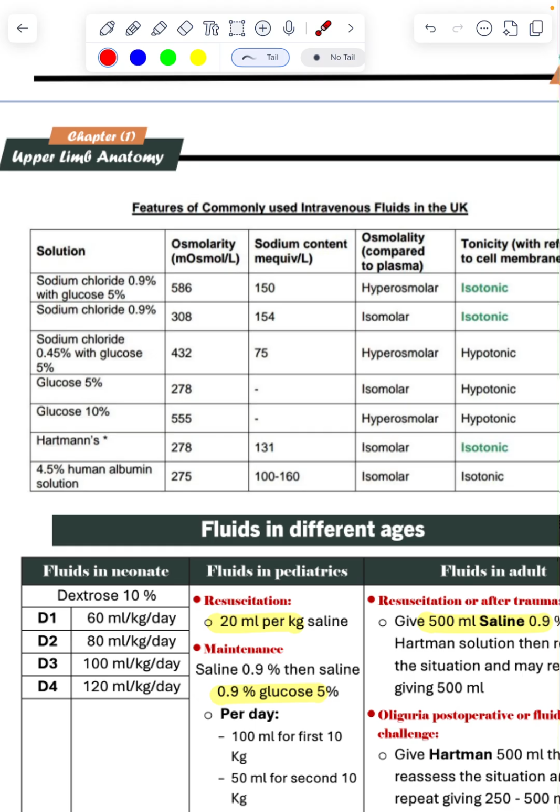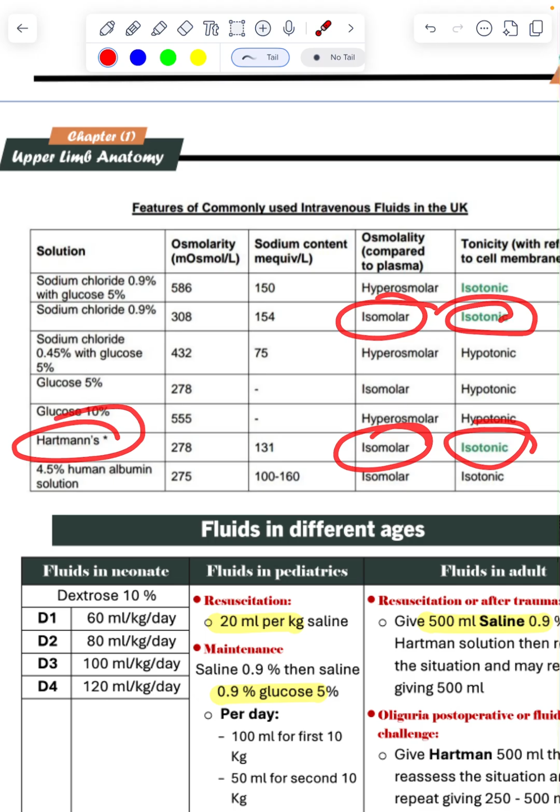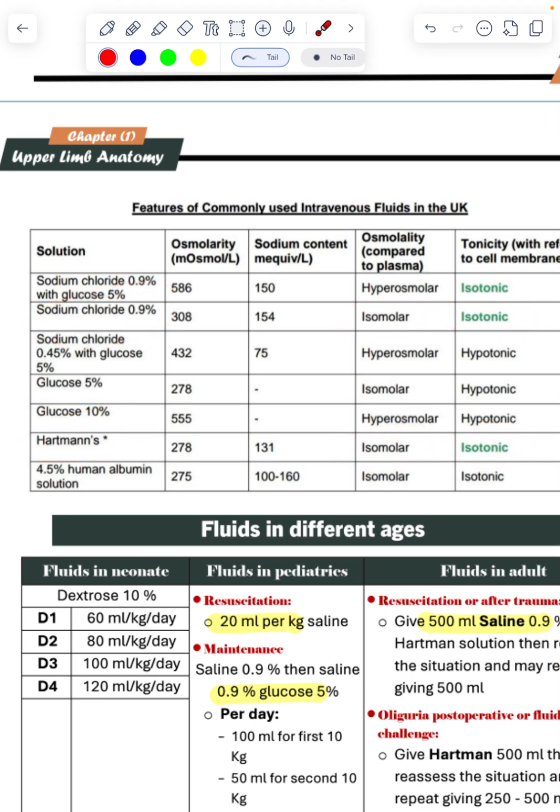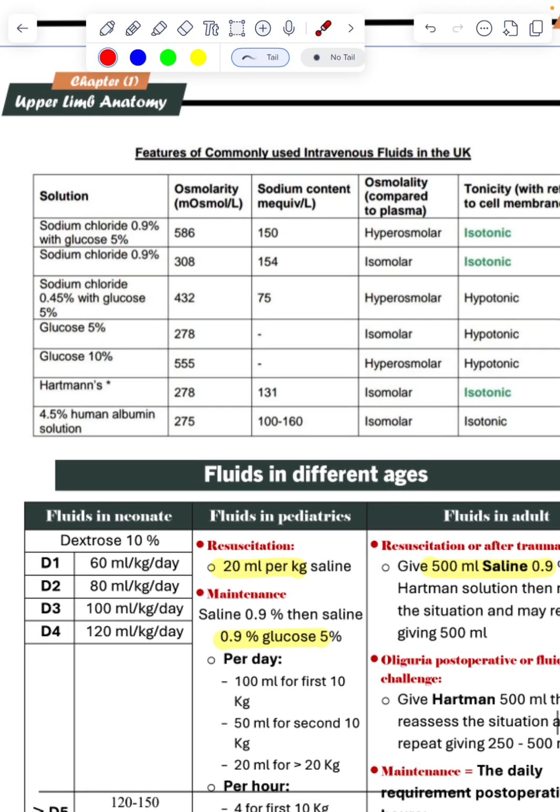Hartmann is isomolar and isotonic. Hartmann and normal saline are the same: isomolar, isotonic. Albumin is also isomolar and isotonic.